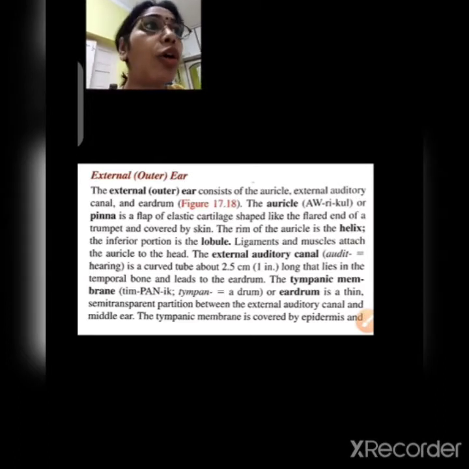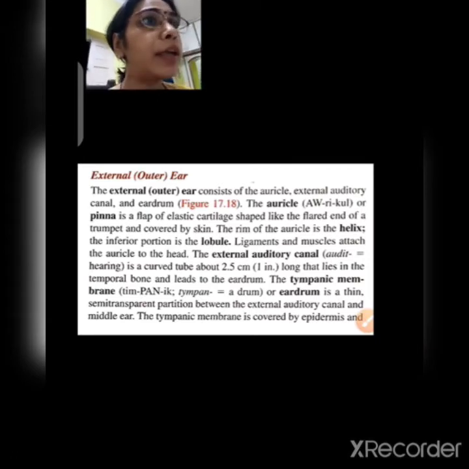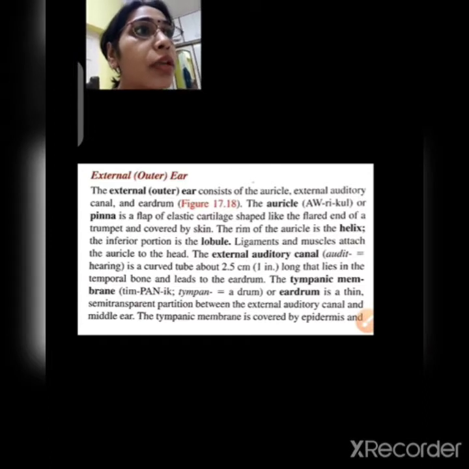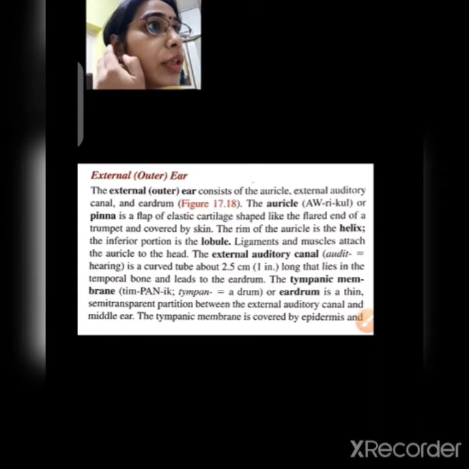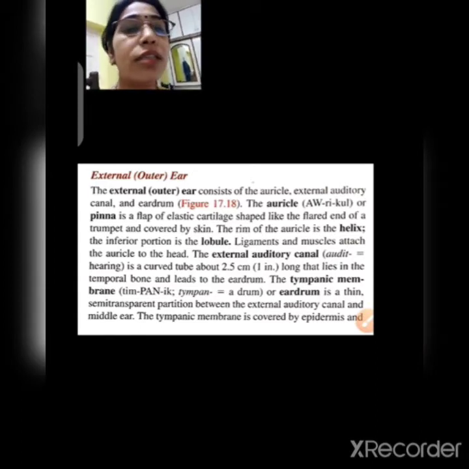Now, the auricle or pinna is a flap of elastic cartilage shaped like the flared end of a trumpet. This is our external ear. It is shaped like the flared end of a trumpet and covered by skin. The rim of the auricle is the helix, and the inferior portion is the lobule. This is the auricle, helix, and the lobule. The ligaments and muscles attach the auricle to the head.